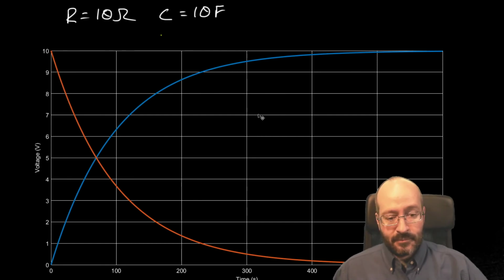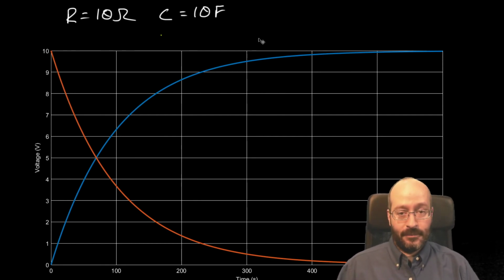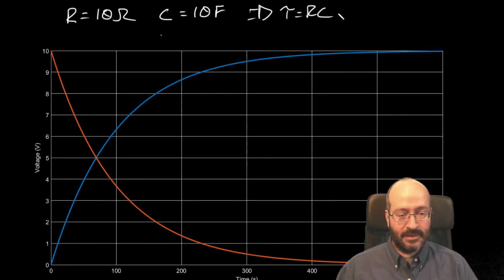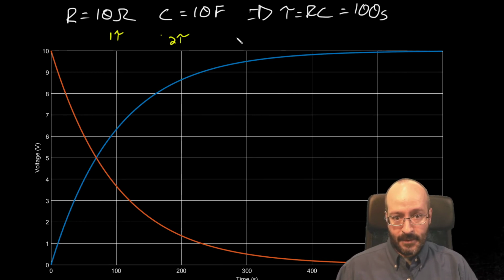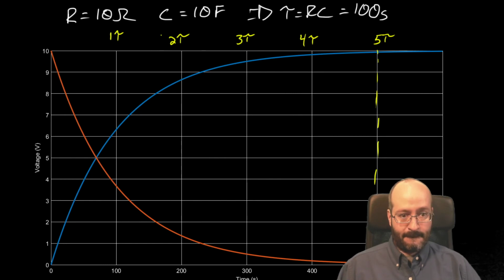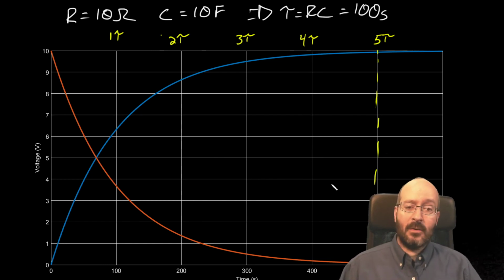Okay, but at 5 tau. Well, what's tau in this case? Tau is equal to R times C, and that is going to be 10 times 10, so it's going to be 100 seconds. That's our time constant. This is 1 tau, 2 tau, 3 tau, 4 tau, and here we have 5 tau. Okay, we reach 5 tau. We're within 1% of the change up here.